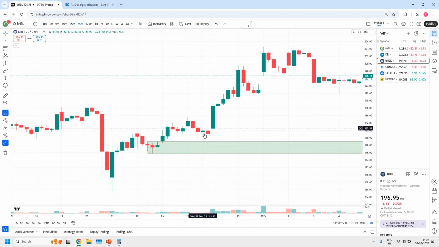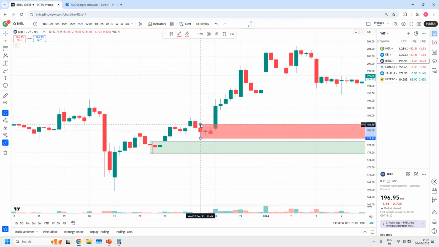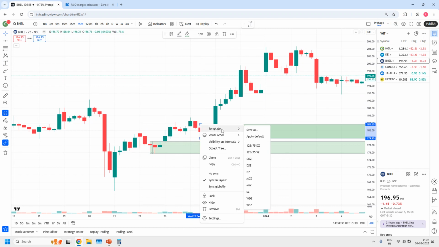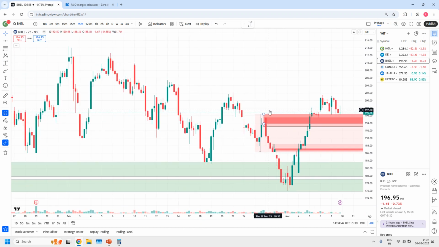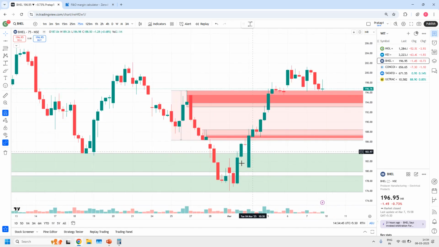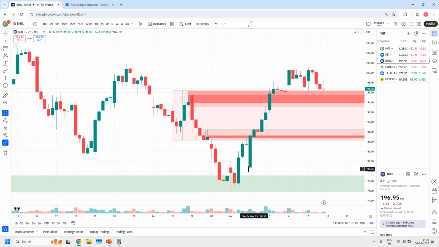Here there is one more zone, drop base. But is it valid? This is not valid. Why? Because this zone is already violated here. So that's why actually this area it reached. See, price reached into this 75-minute zone. But the one below, a little short.